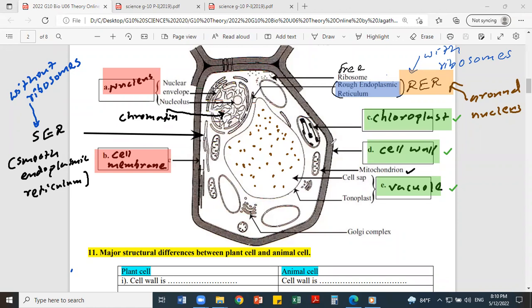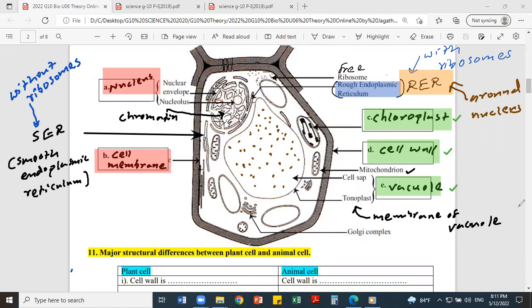The membrane of the vacuole is called tonoplast. Can you all see here? This is also very important. This tonoplast is the membrane of the vacuole. What is tonoplast? The membrane of the vacuole. The membrane of the vacuole is called tonoplast. And the vacuole has non-living content inside.